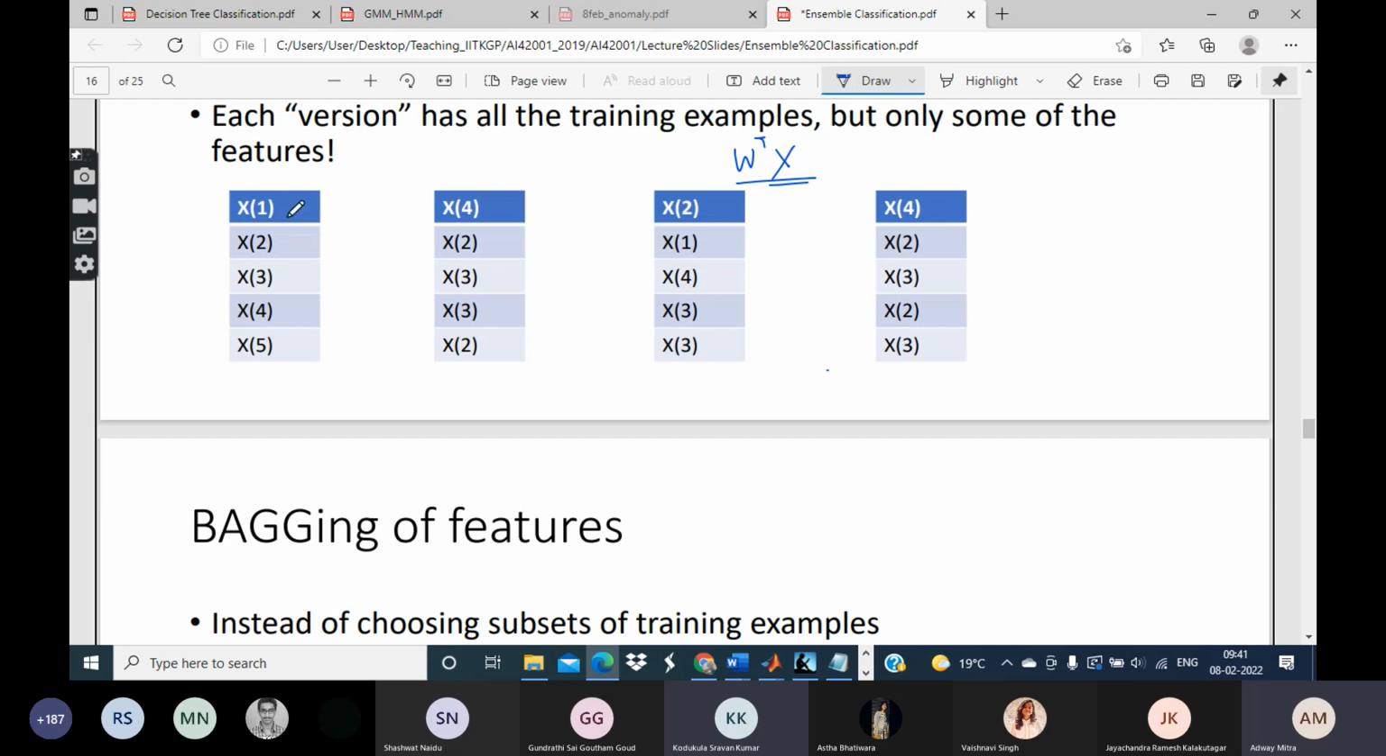But in most practical situations, you will not have 5 different features. You will have, say, hundreds or thousands of features. If you are considering the image classification task, say a 640 by 480 image, each pixel is basically one feature. So when you are talking about building a random forest in the case of image classification, the different versions basically mean different subsets of the features, that is, of the pixels, on which you will make your prediction.